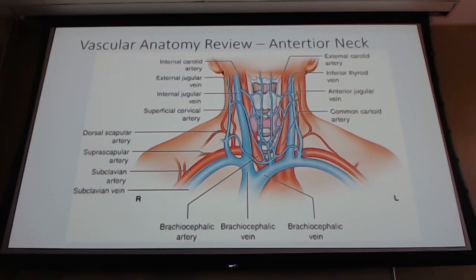All right, and then vasculature again for the neck. This is going to be extremely important when we talk about endocrine tomorrow, when we talk about thyroidectomies. But we still want to know where all the veins are in the neck. So again, just review.